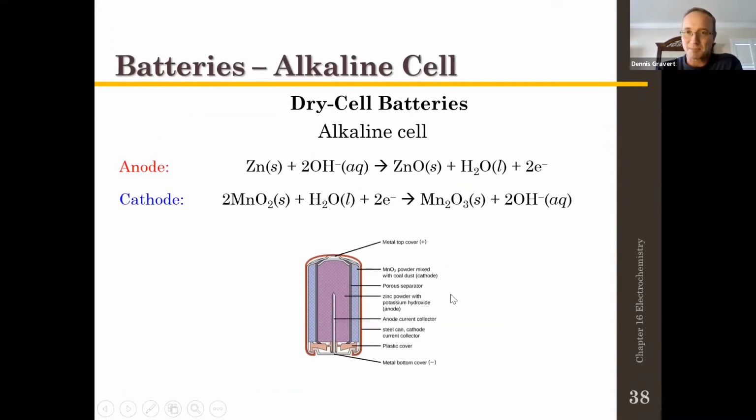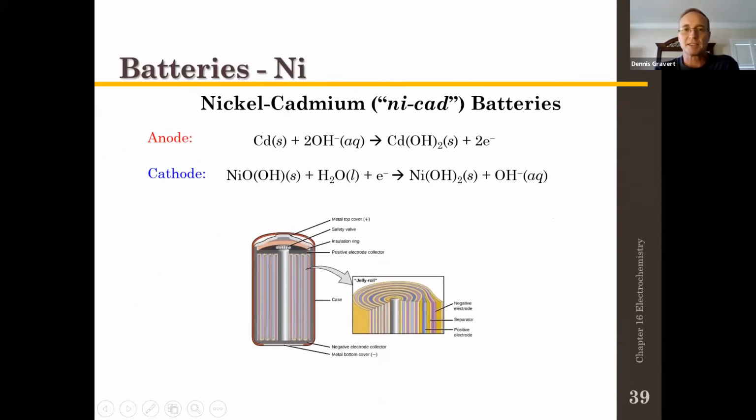Alkaline batteries, these last better. They generally are less corrosive, but hey, it still happens. You've had alkaline batteries leak. You've got zinc and manganese oxide, but it's a better design. Again, not on the exam, just interesting.